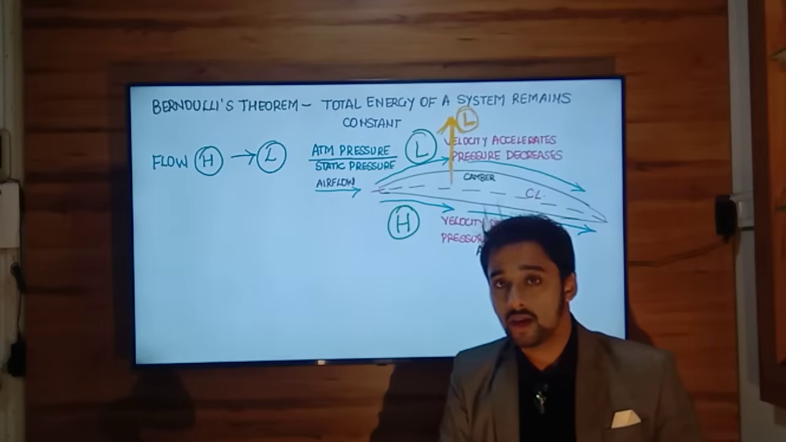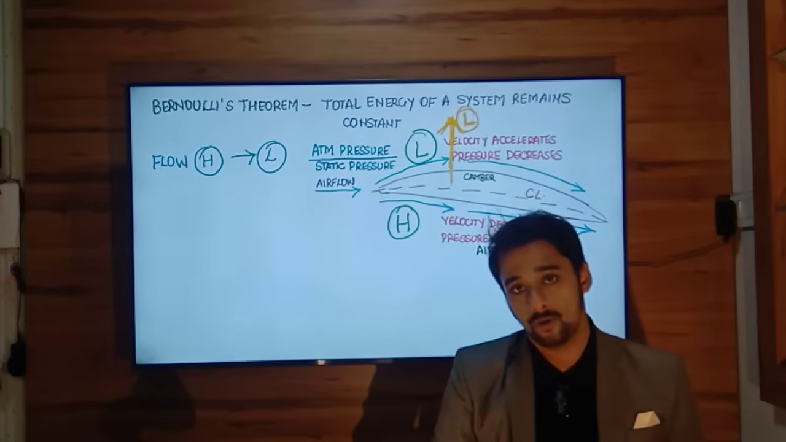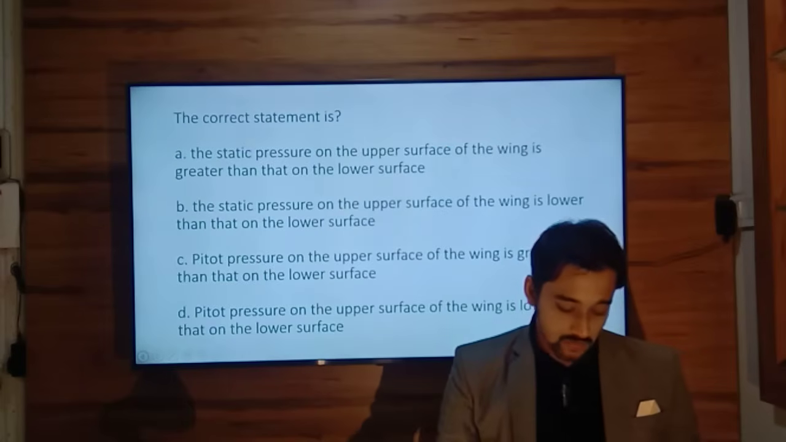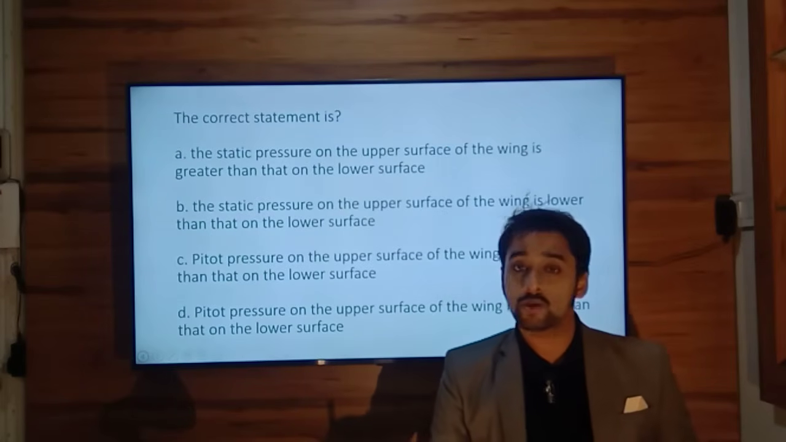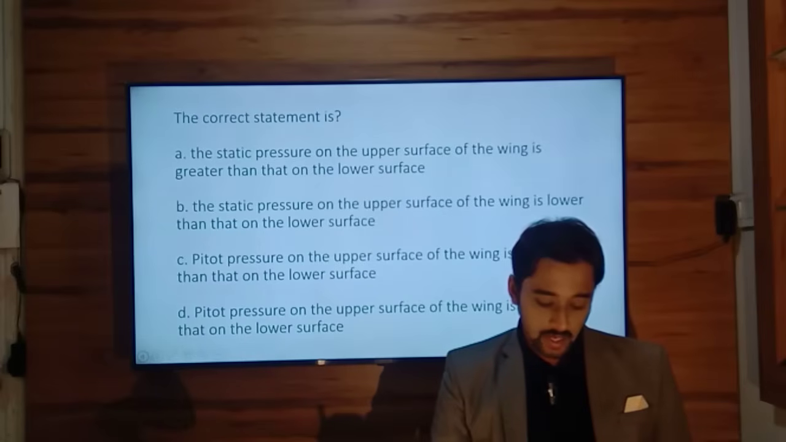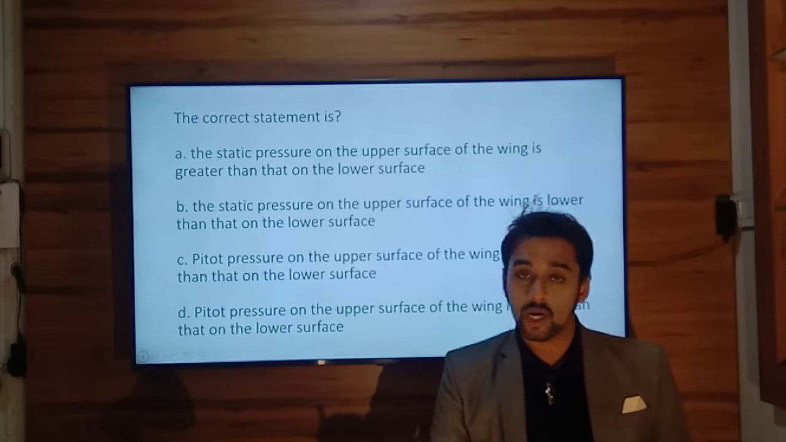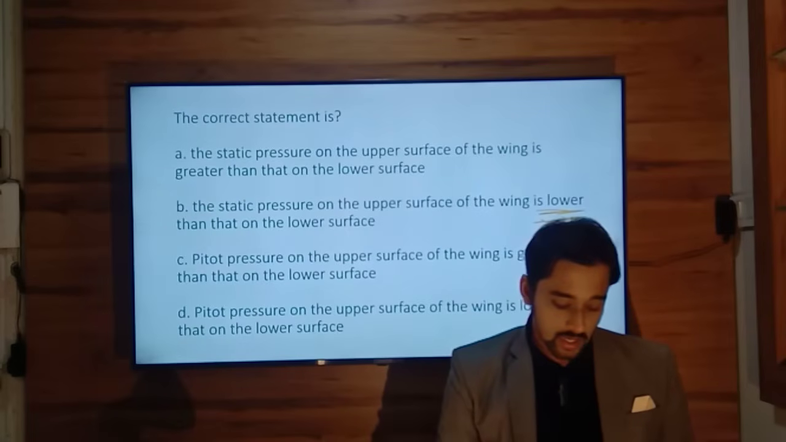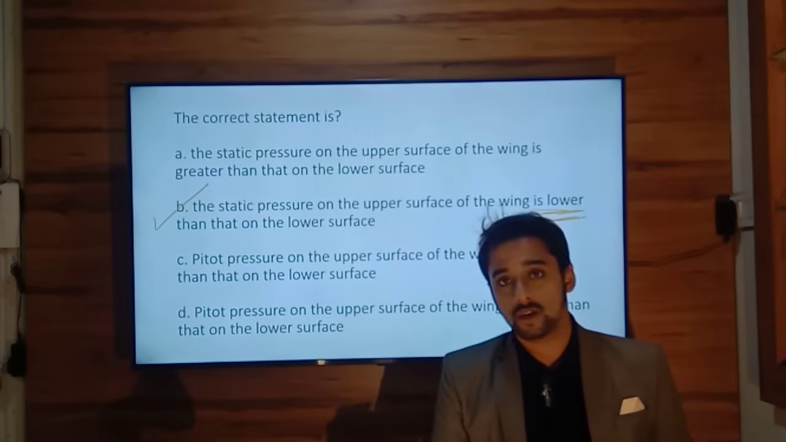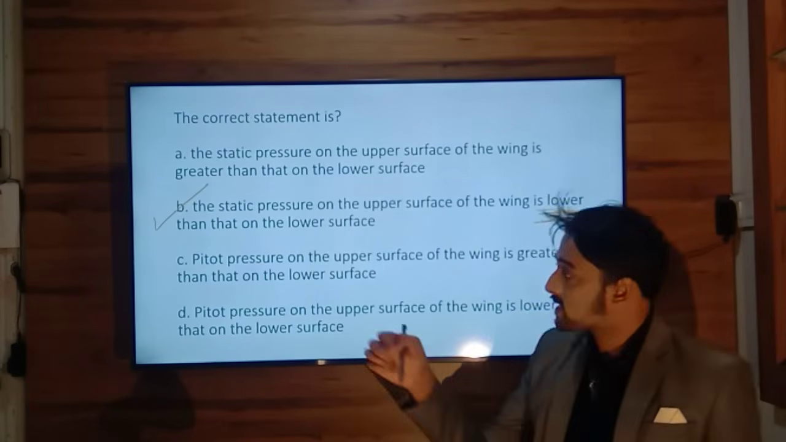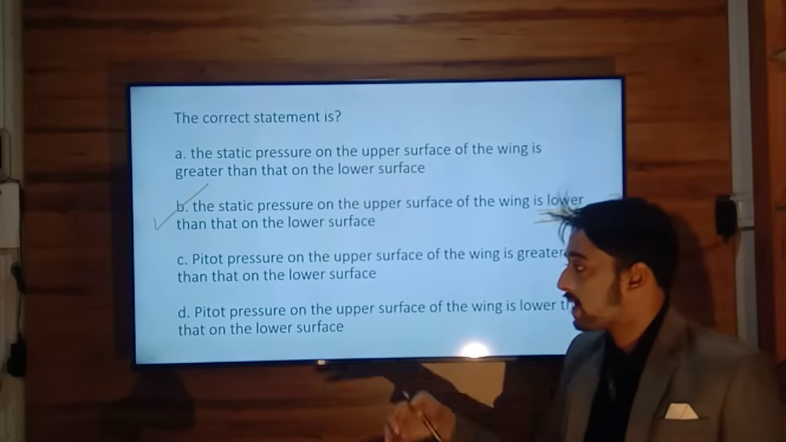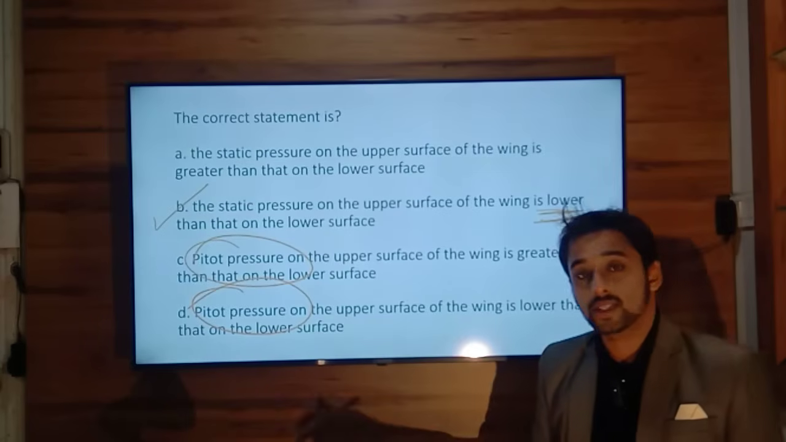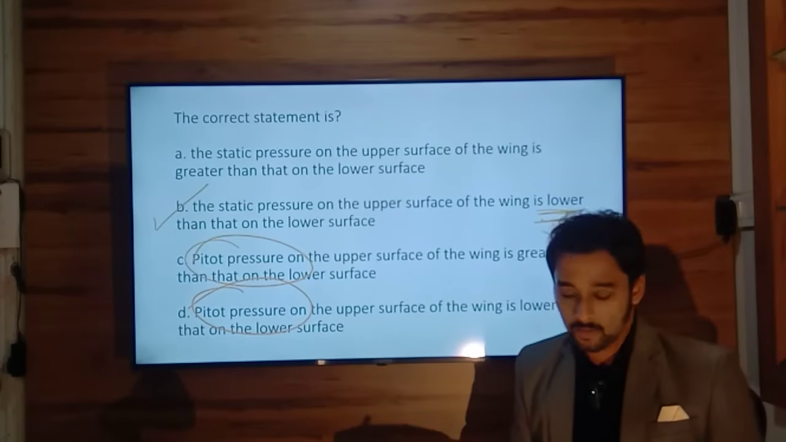There is another way, which is using Newton's third law of motion. As of now, let's limit ourselves to this question. So the correct statement here will be: the static pressure on the upper surface of the wing is lower than the pressure on the lower surface of the wing. Pitot pressure, as mentioned in option C and option D, is irrelevant. Pitot pressure is what you encounter when studying the airspeed indicator chapter.